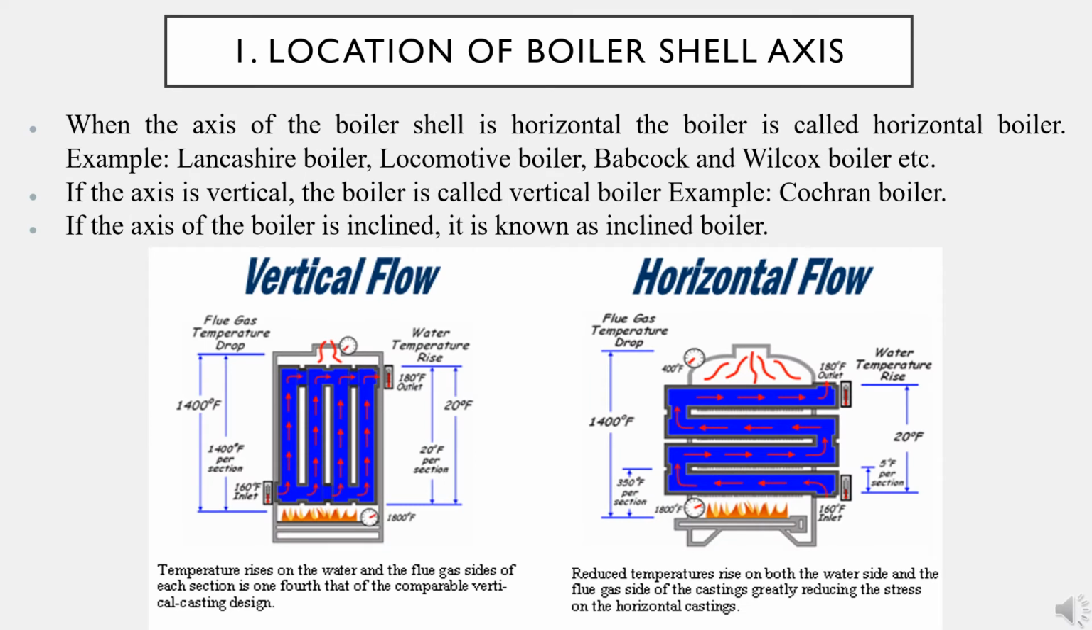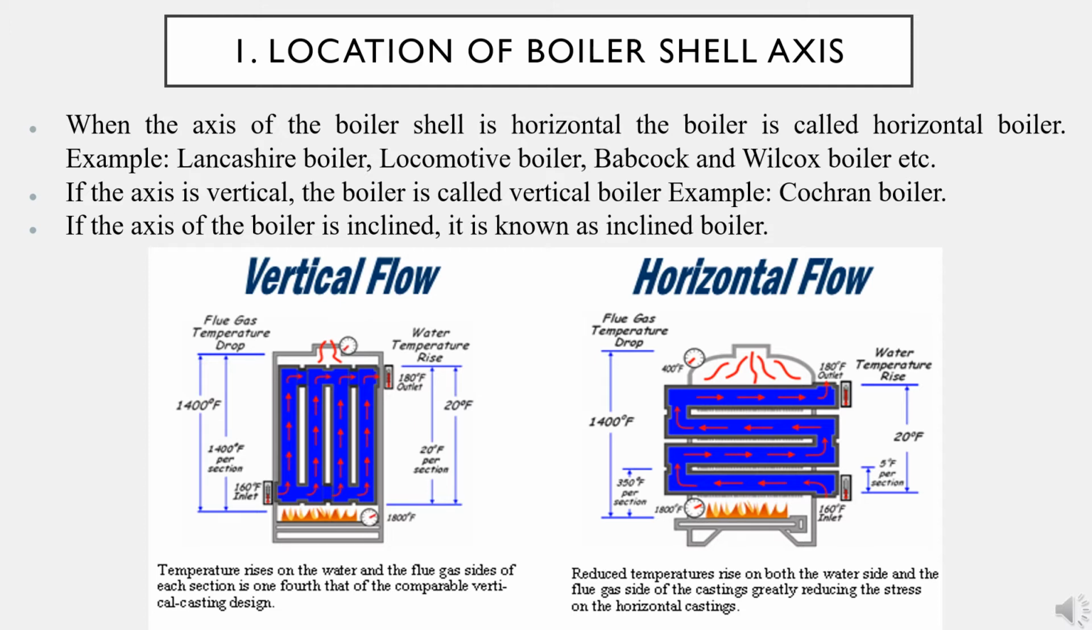So the first way of classifying is on the basis of location of the boiler shell axis. When the boiler shell axis is horizontal, then it is called a horizontal boiler. Having a horizontal axis basically means that the direction of flow of water will be in the horizontal direction. This is the water that will be converted to steam, which is the purpose of a boiler.